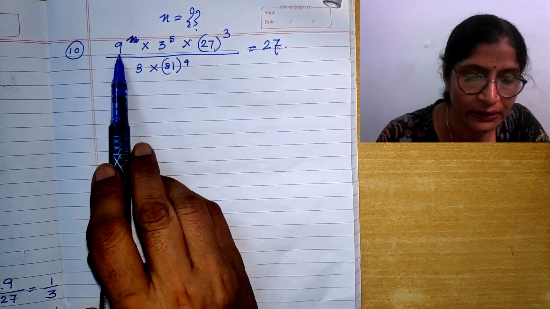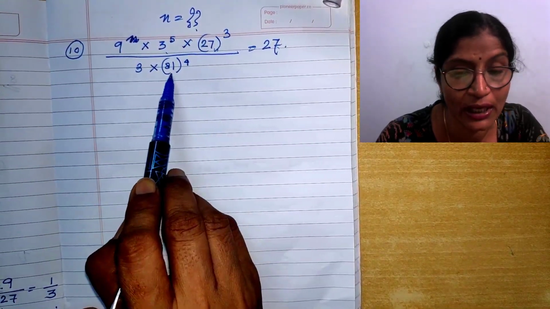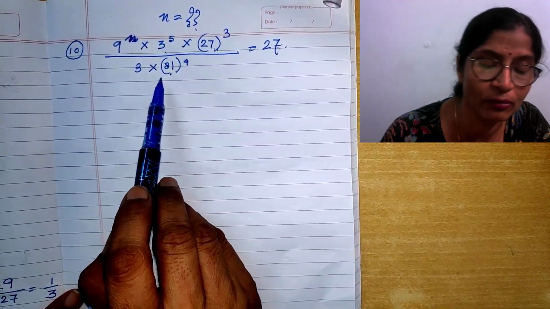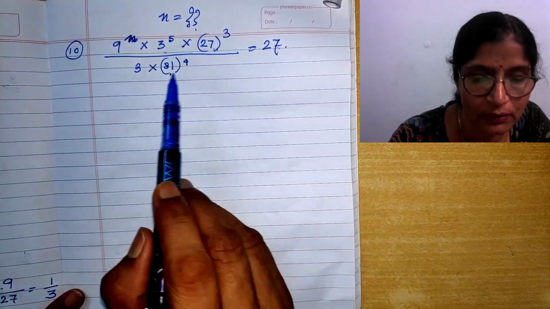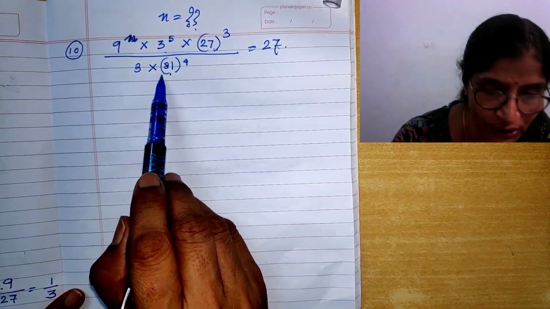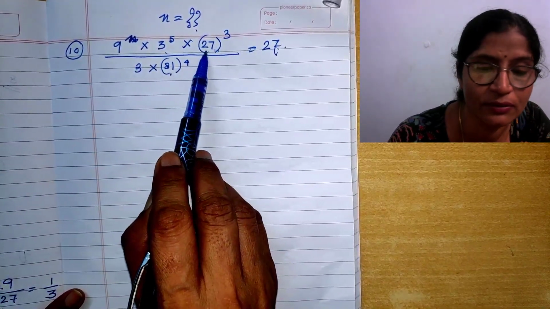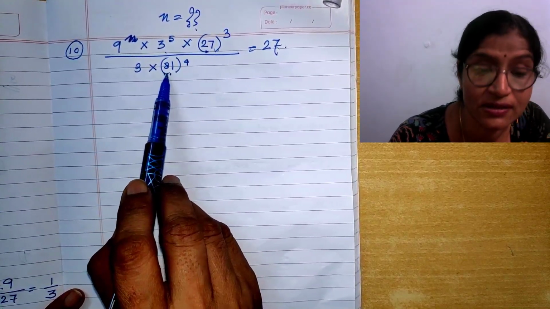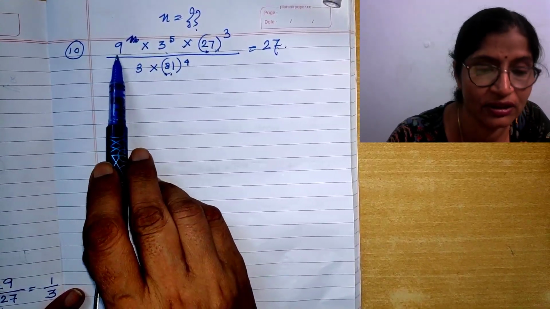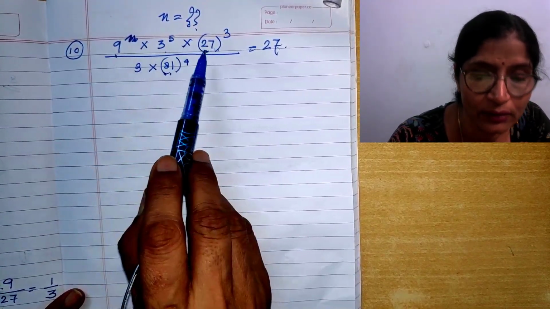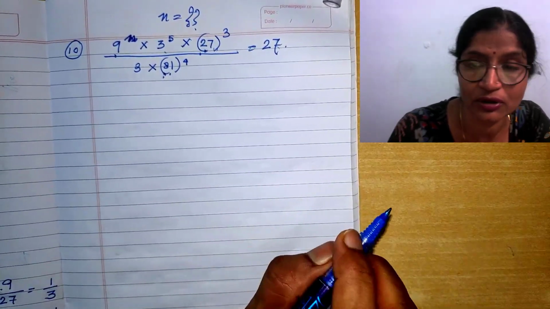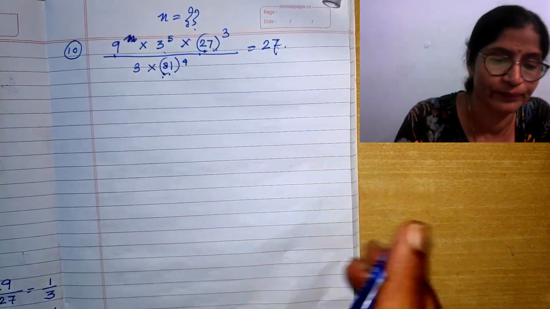Now here 9, 3, 27, 81. I know that all these I can convert in the form of powers of 3, because 27 is equal to 3 to the power 3, 81 is 3 to the power 4, and 9 is 3 square. First I will convert it in terms of power of 3.